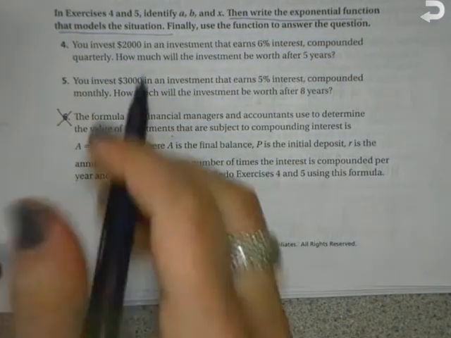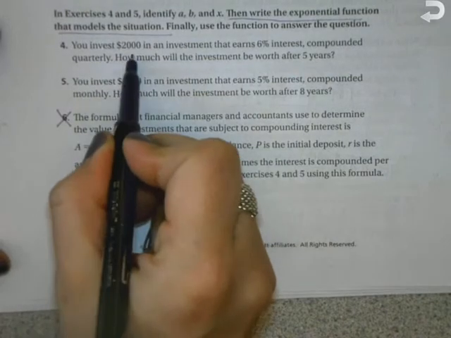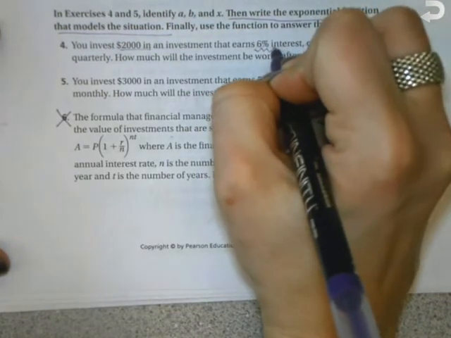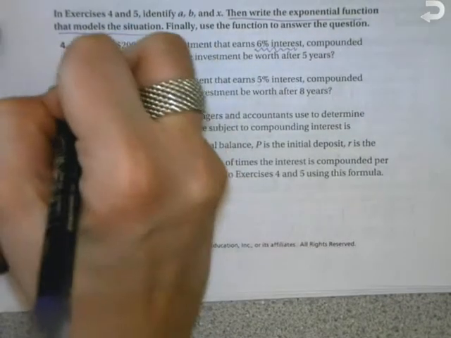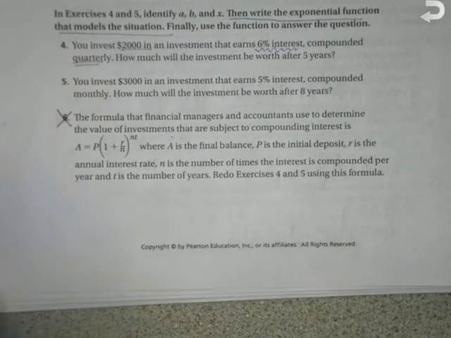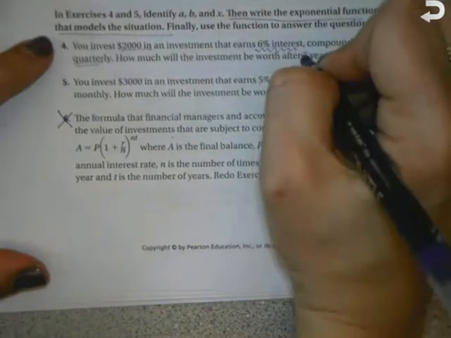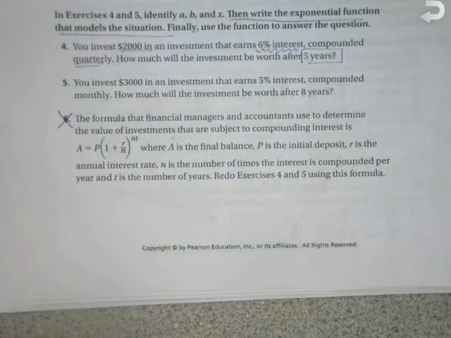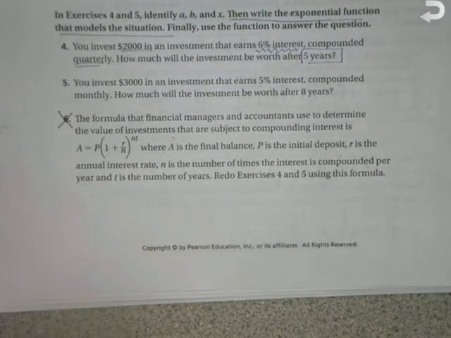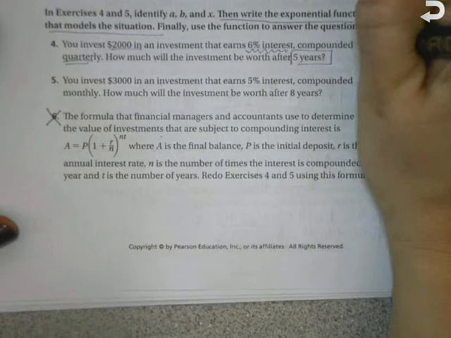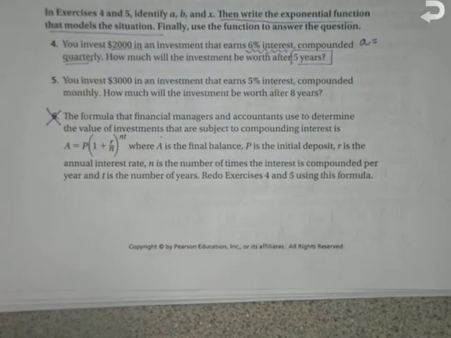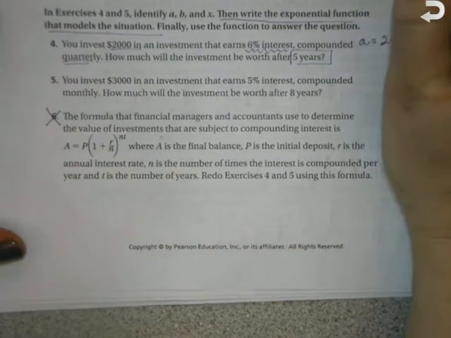Okay, so number 4, you invest $2,000 in an investment that earns 6% interest, but we are compounding it quarterly. So how many times a year are we compounding? 4. How much money will the investment be worth after 5 years? So let's identify what we know, and then we will plug it all in. A is my initial amount. How much am I investing initially, guys? 2,000. So A is 2,000.